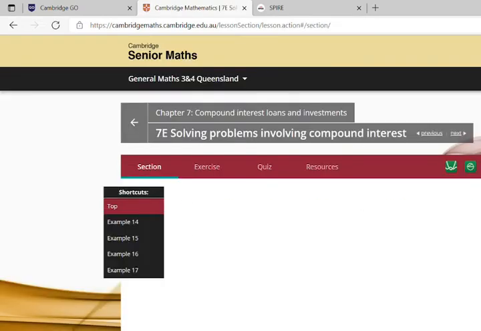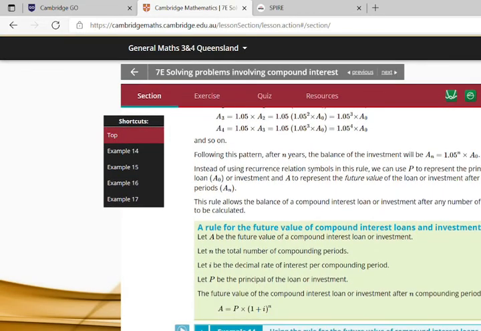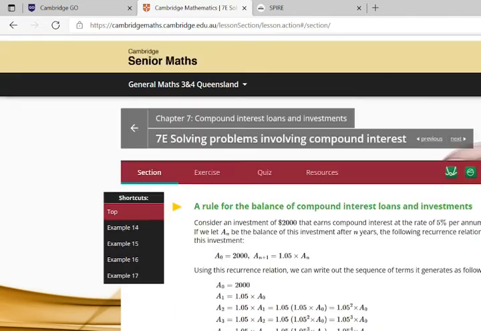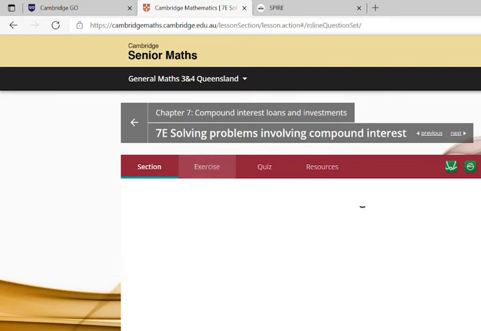So, solving problems involving compound interest, all we're looking for is the future value. The homework for this is all of them, so we're just going to bounce into the exercises and do a couple of them.